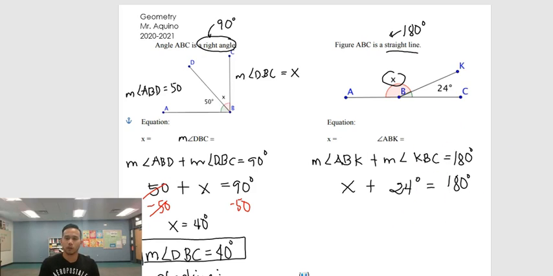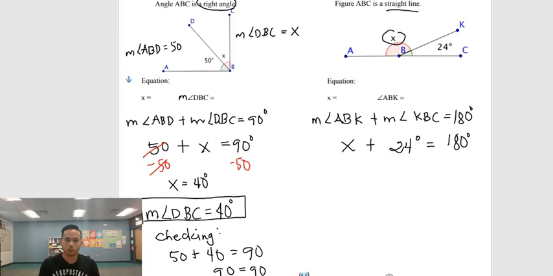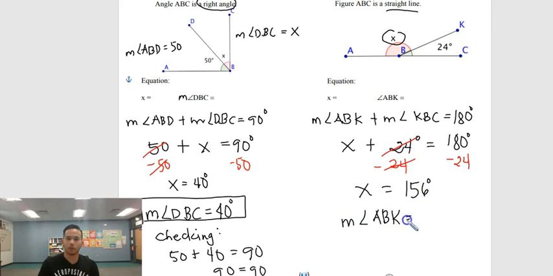Okay, so I'm going to do subtraction. So I'm going to subtract 24 both sides, minus 24, minus 24. So of course this will be cancelled out. So my x, okay, not my ex-girlfriend, okay, so x is equal to 156 degrees. Therefore, the measurement of angle ABK is equal to 156. Sorry, that's not 155. It's 156 degrees.